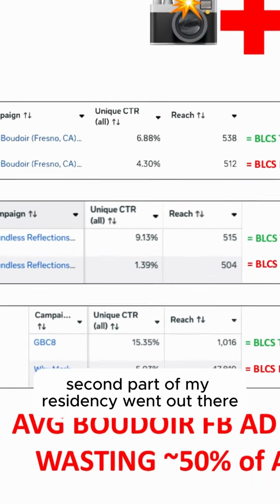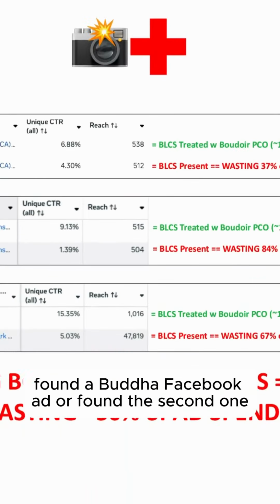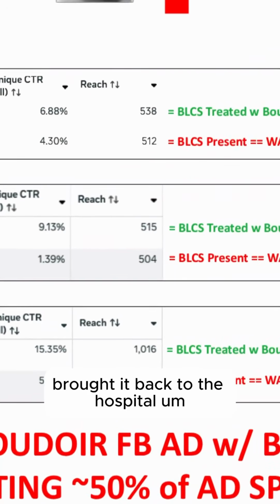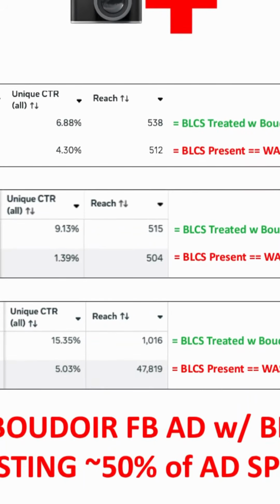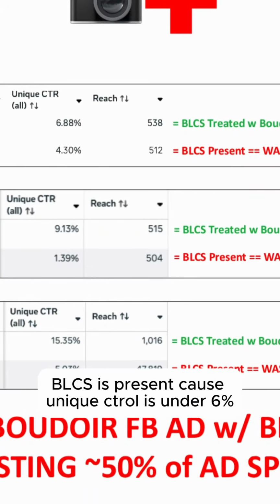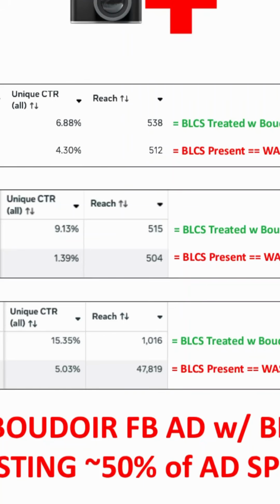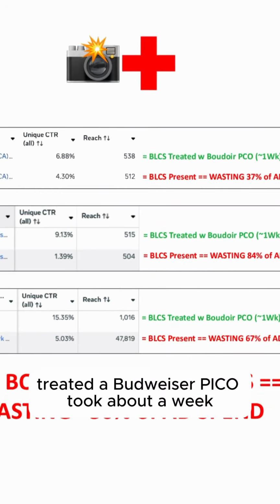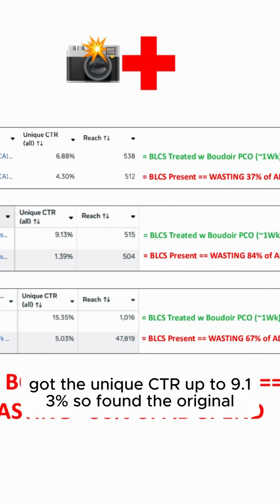Second part of my residency, went out there and found a second boudoir Facebook ad, brought it back to the hospital, tested it, found its unique CTR was 1.39%. So we know BLCS is present because unique CTR is under 6%. We duplicated it, treated with boudoir Pico, took about a week, and got the unique CTR up to 9.13%.